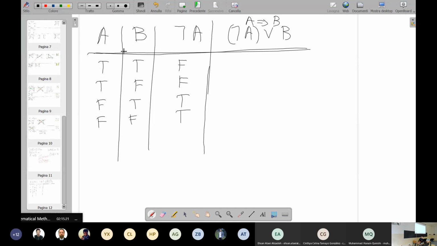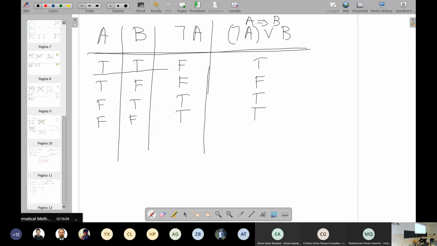Or is commutative, so it's not important where I have one or the other. It will not be the same for implication, but not A or B is the same as B or not A, and it is true if and only if at least one of the two is true. So not A false and B true, this is true. Not A false, B false, this is false. Both true, this is true. Not A true and B false is true.